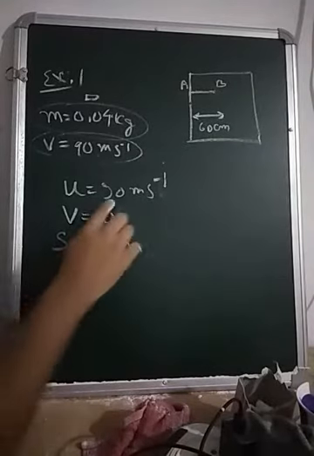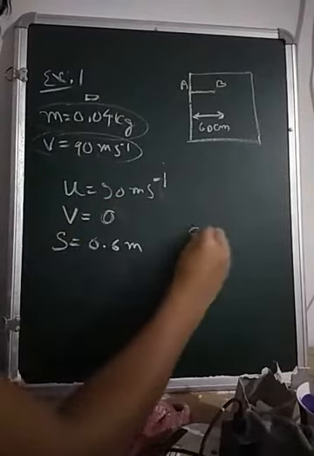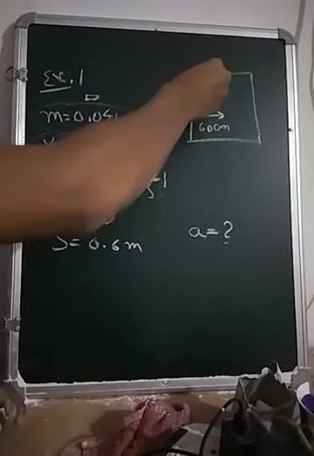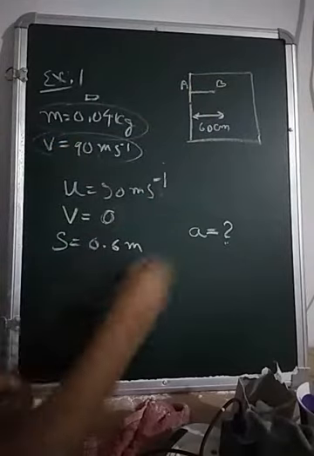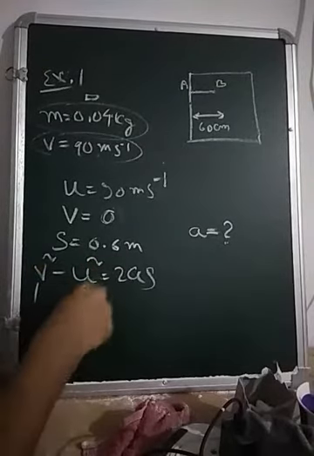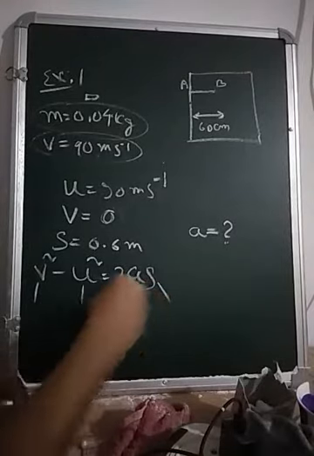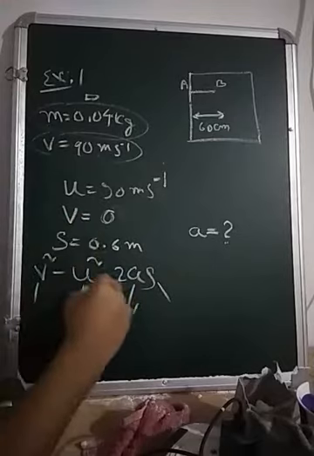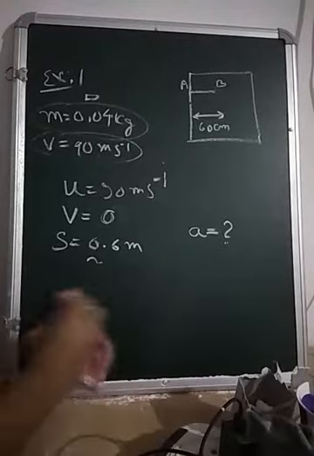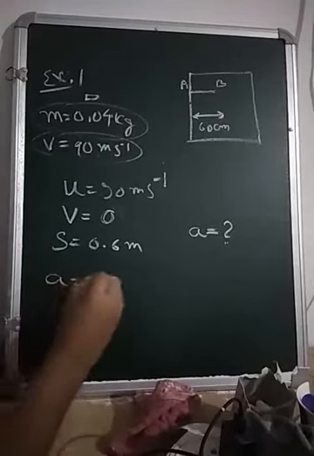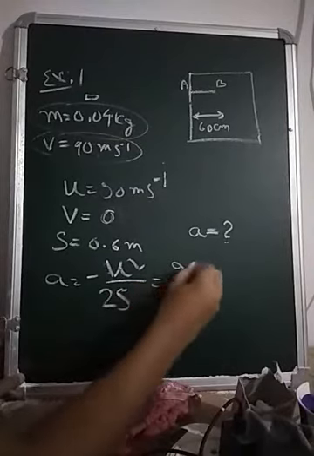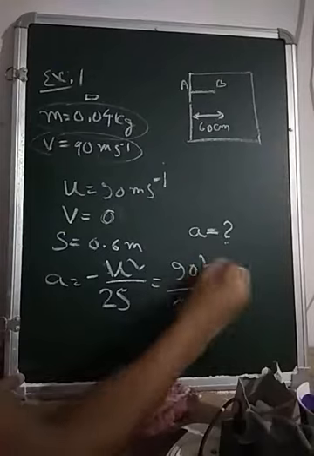So we have to find the acceleration, because force means acceleration. First we find the acceleration of the bullet during the pass from A to B. In motion in a straight line we have the relation v squared minus u squared equals 2as, using the final velocity, the initial velocity and the distance traveled. Here v is 0 and u is 90 meters per second, and s is given as 0.6 meter. Putting the values, we get a equal to minus u squared by 2s, which is 90 squared over 2 times 0.6.